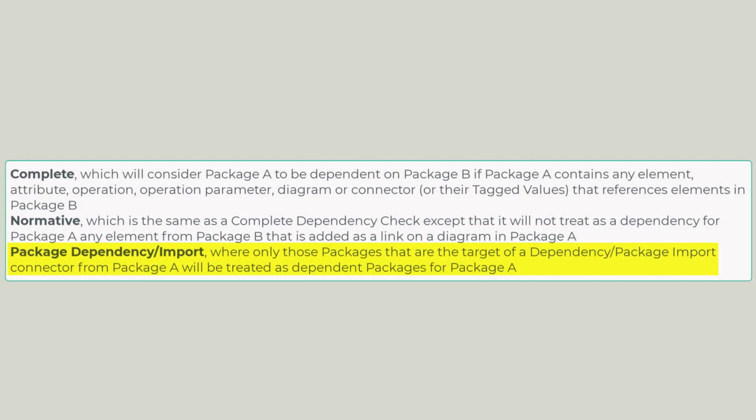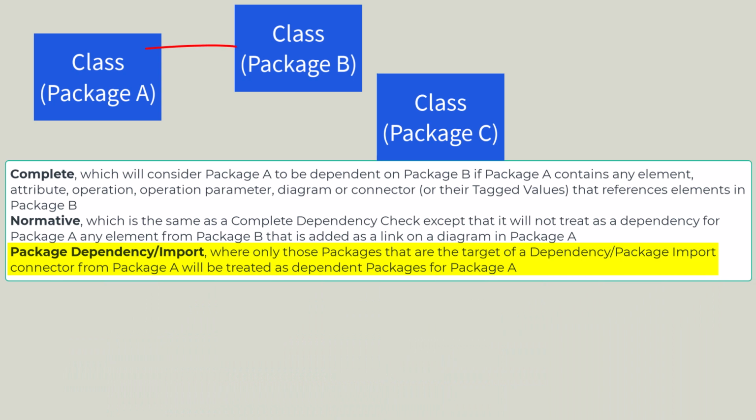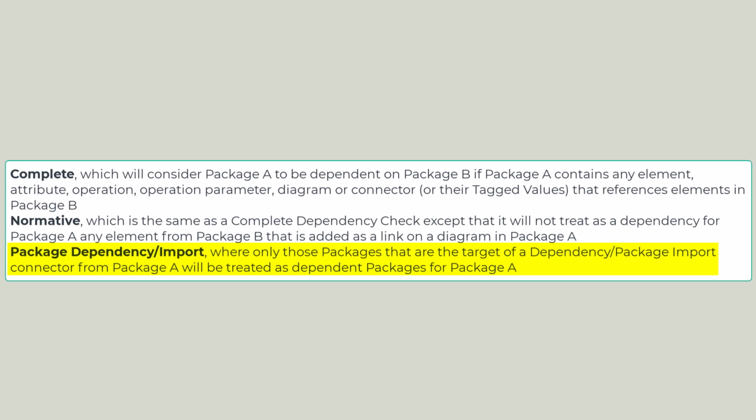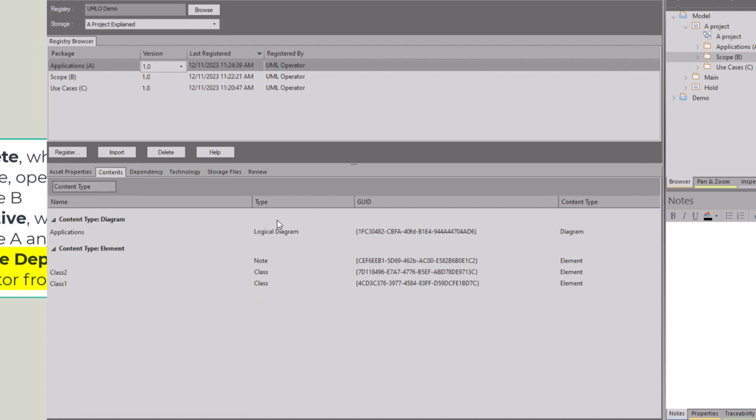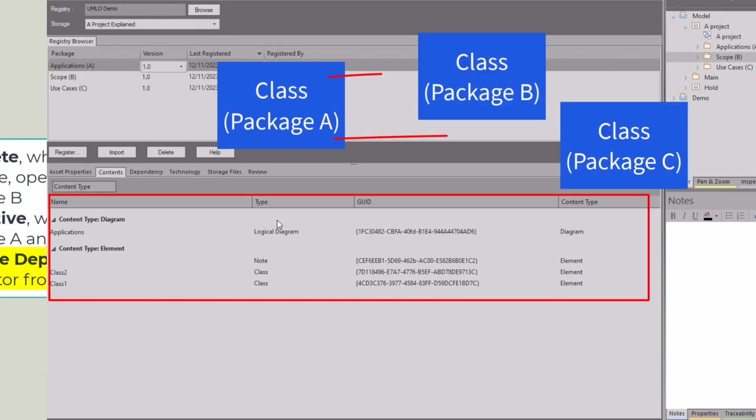In the previous session, we started with package dependency import. And this deals with the package that you're registering and the focus on connectors from that package if there are external packages, whether that's B, C, or multiple other packages. So the registration of the packages that you see in RAS are only related to that package and those connections.